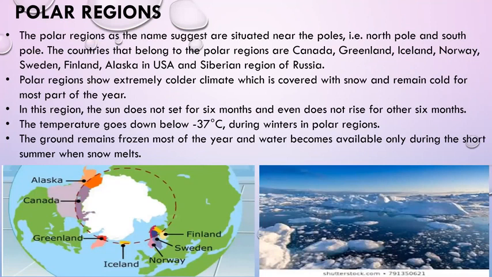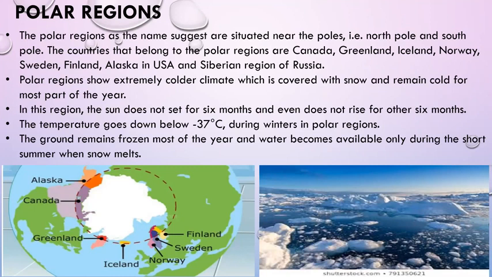Here, we will study about the adaptations that are found in some animals in the polar regions. The polar regions, as the name suggests, are situated near the poles, that is, the North Pole and South Pole. The countries that belong to the polar regions are Canada, Greenland, Iceland, Norway, Sweden, Finland, Alaska in USA, and Siberian region of Russia.